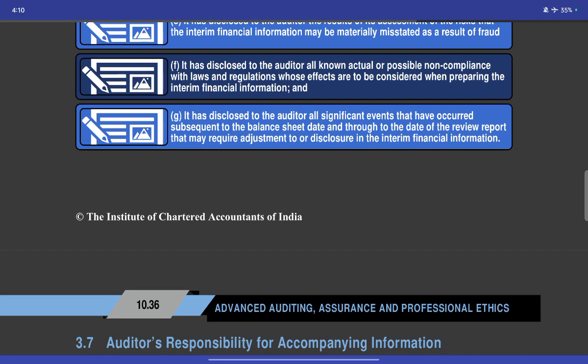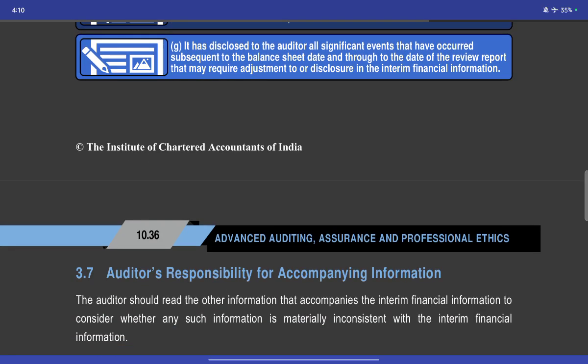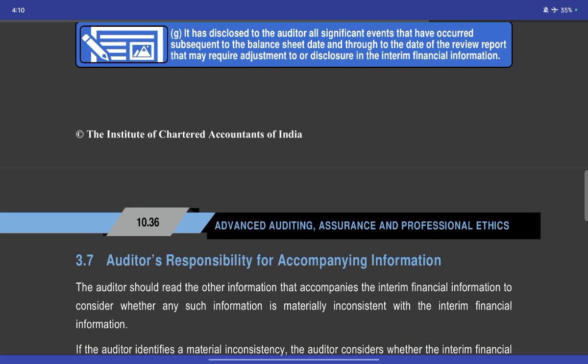Management has disclosed to the auditor all significant events that occurred subsequent to the balance sheet date and prior to the date of the review report that may require adjustment or disclosure in the interim financial information.